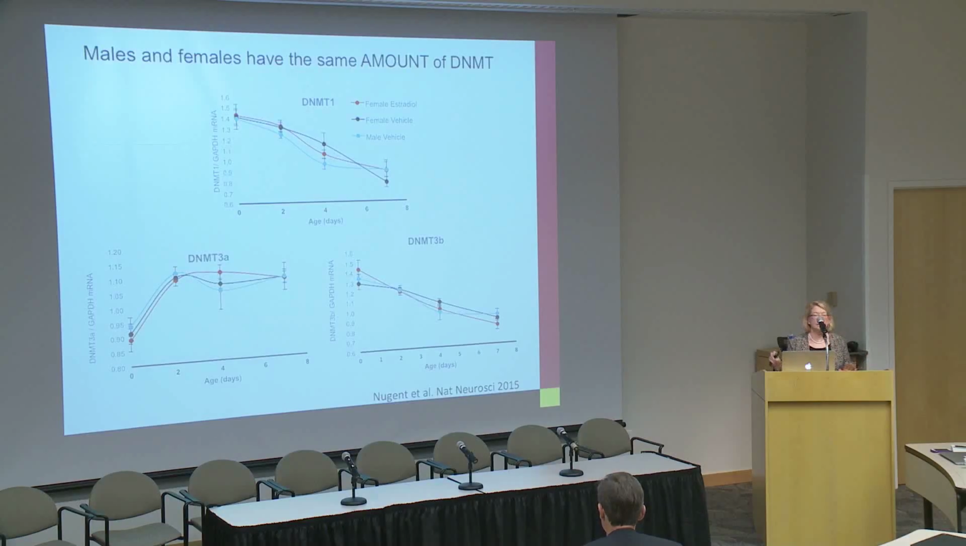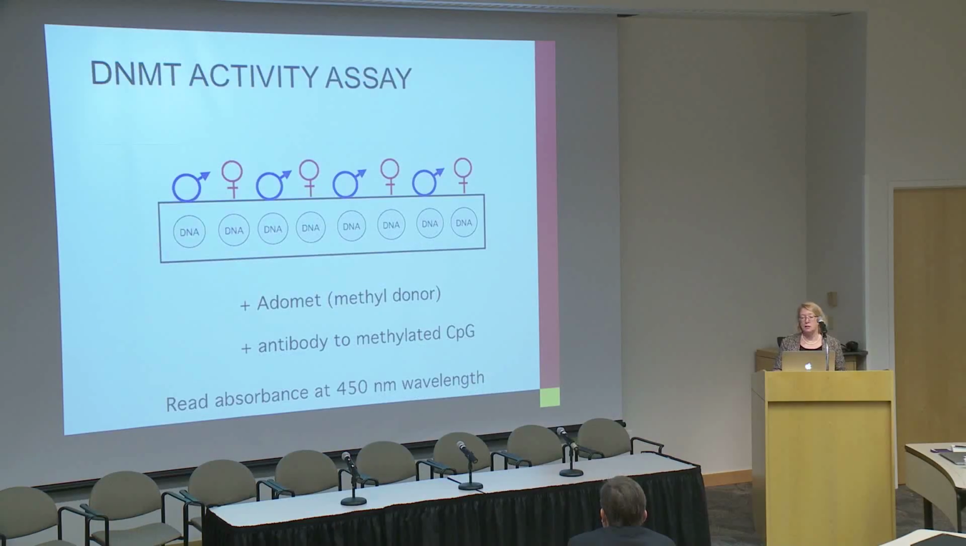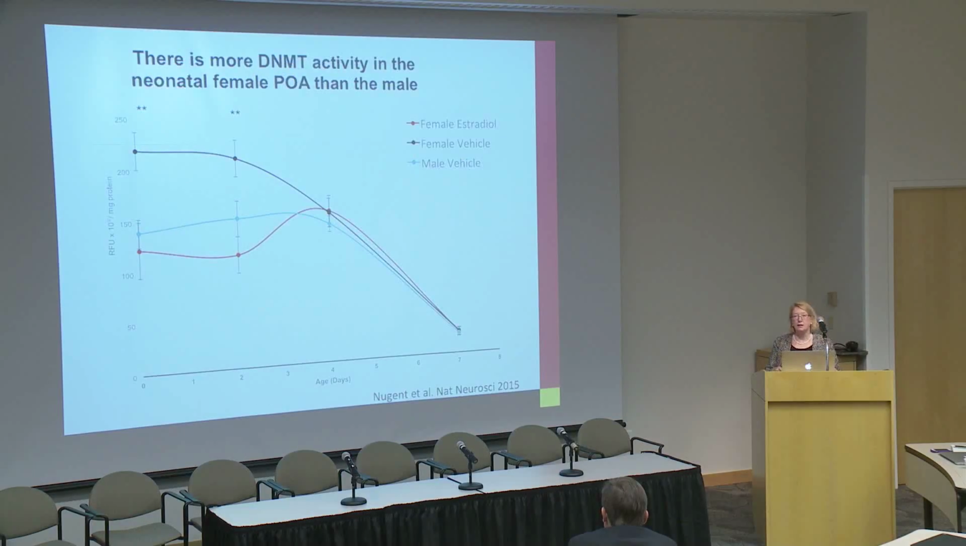Absolutely no sex differences. This is fairly unusual in our world, to find lines so on top of each other. But not to be deterred, she said, well, there's not a difference in amount, but maybe there's a difference in activity. So she turned her attention to a DNMT activity assay. It's colorimetric and now fluorometric, just a 96-well plate assay. You grind up your POA, put it in, compare males and females, and see if there are any differences. And lo and behold, there were actually enormous differences in activity in the very young animals.